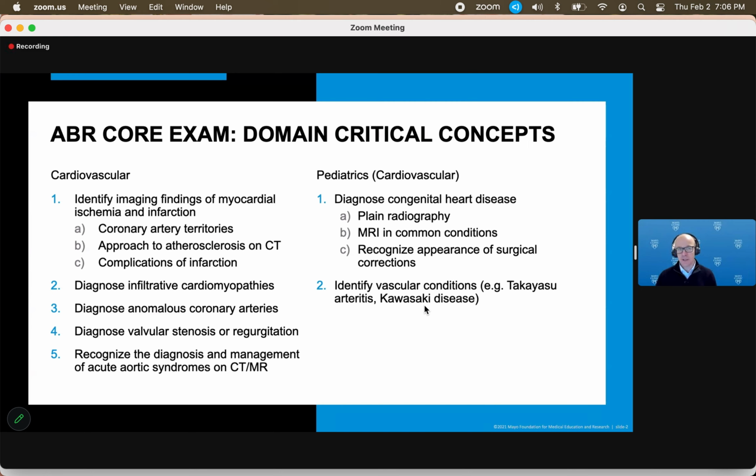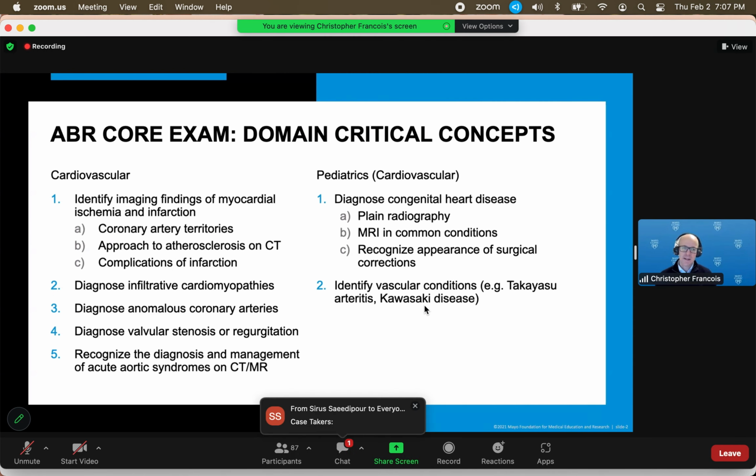Within cardiovascular imaging, we expect you to be able to identify the imaging findings of myocardial ischemia and infarction, which includes knowledge of the coronary artery territories. Be aware of an approach to assessing atherosclerosis on CT, and then identify complications of myocardial infarction. In addition, we expect you to be able to diagnose some of the more common infiltrative cardiomyopathies, anomalous coronary artery disease, valvular stenosis and regurgitation, and then finally be able to recognize the diagnosis and management of acute aortic syndromes.